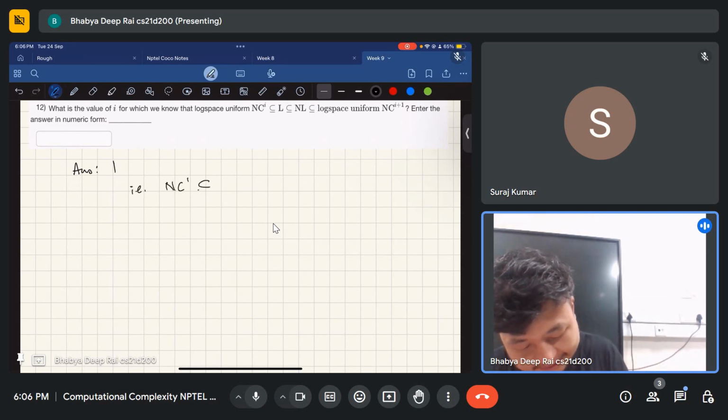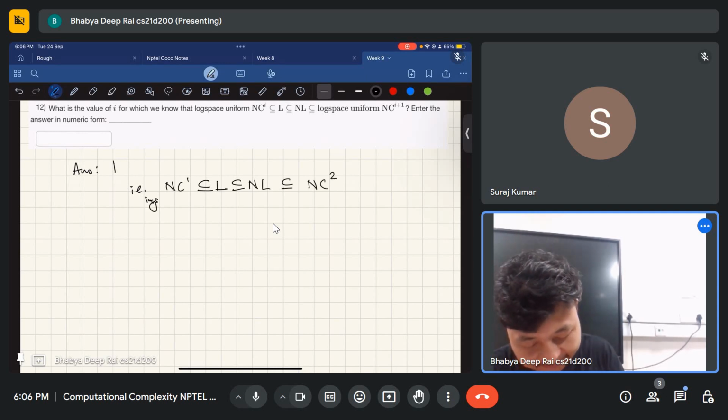NC1 is contained in L, is contained in NL, is contained in NC2. And these are all log space uniform.